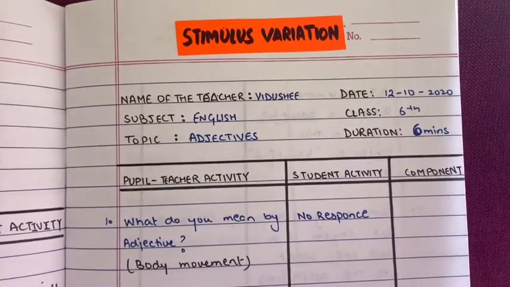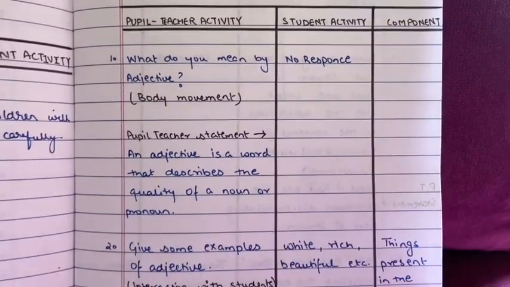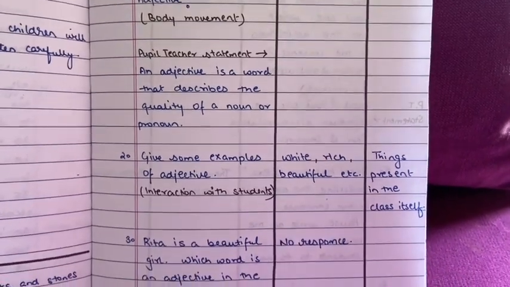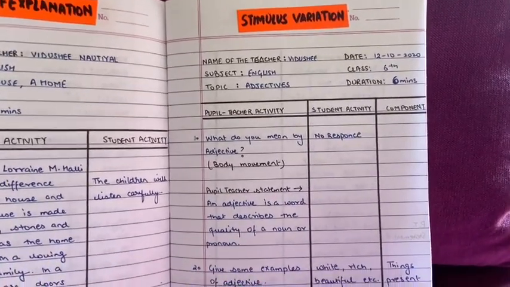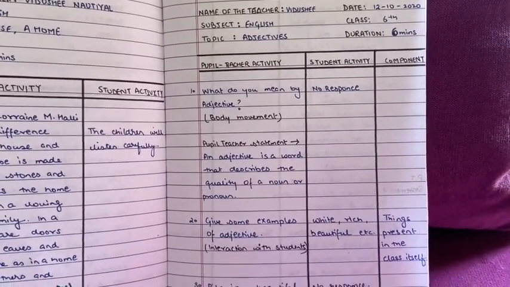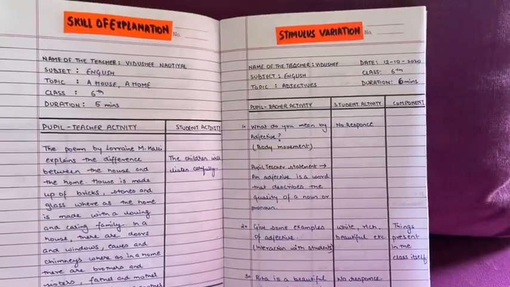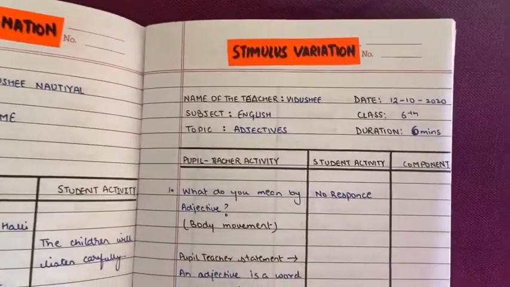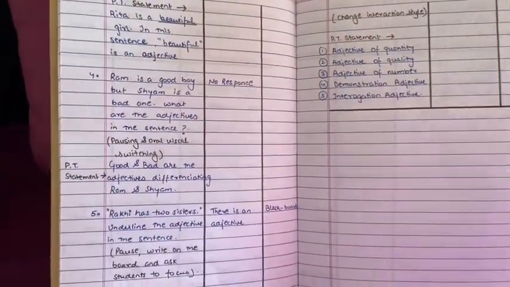Now comes the stimulus variation. Name, subject, topic, date, class, duration, these things will remain the same. But there is one thing which will be added here, the 3rd column, which is of component. The first 2 columns, teacher activity and student activity, will remain the same. In the 3rd column, you will tell which component of stimulus variation the teacher is using.